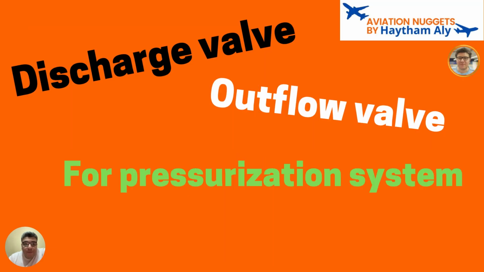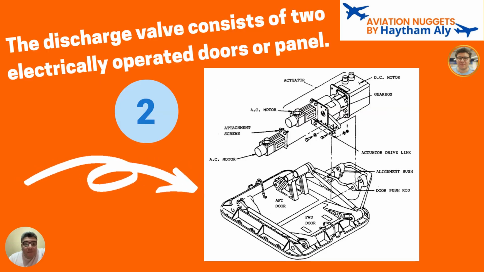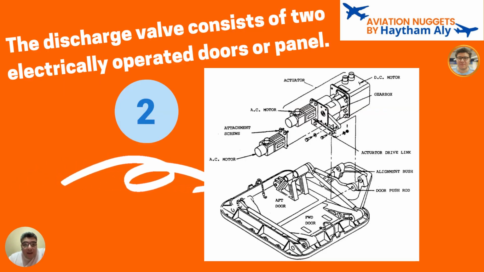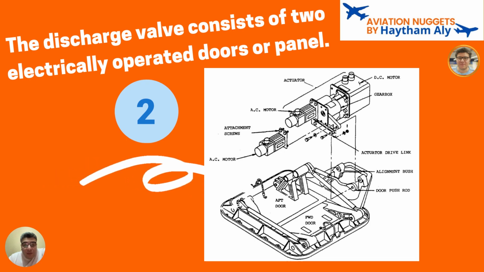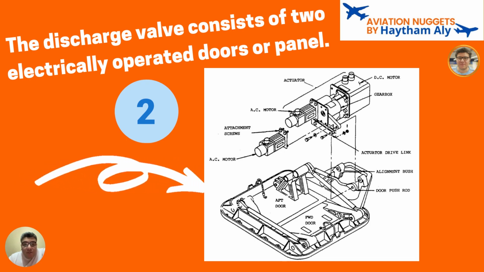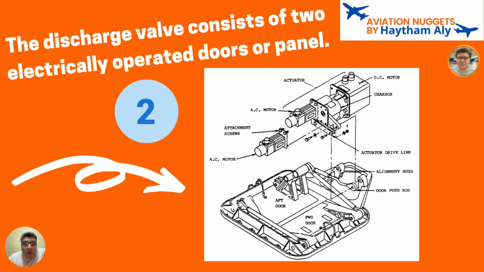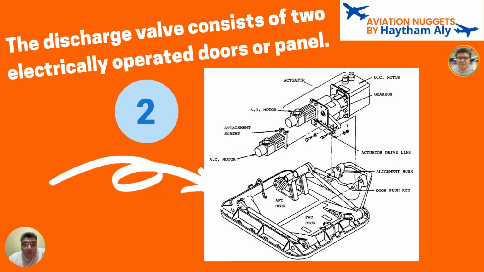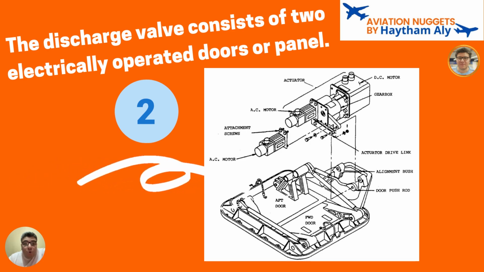So let's go. As I promised, I will speak about the discharge valve or outflow valve. It is for the pressurization system, the cabin pressurization system. Today we will speak about the components of the outflow valve, how it is constructed and how it is powered. As you can see here, this outflow valve is electrically powered by an actuator using three motors.